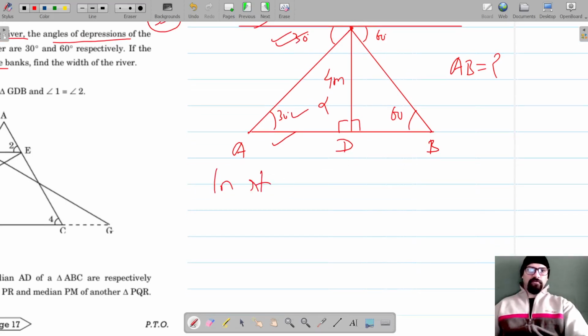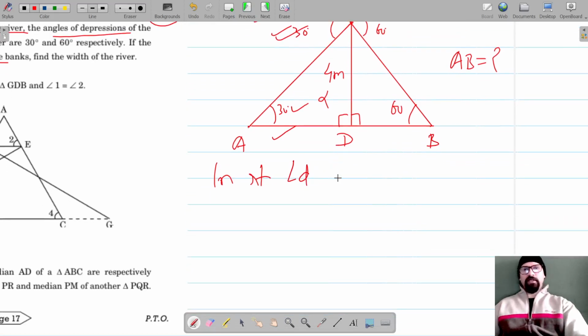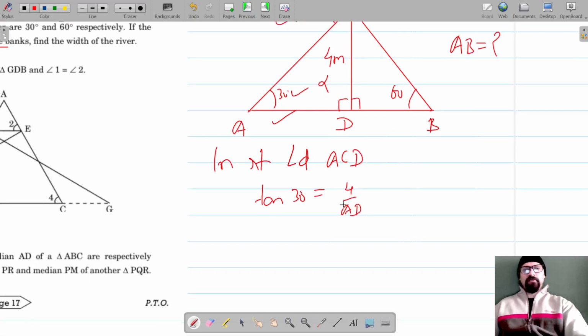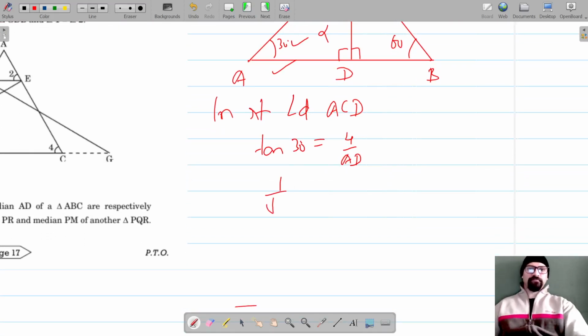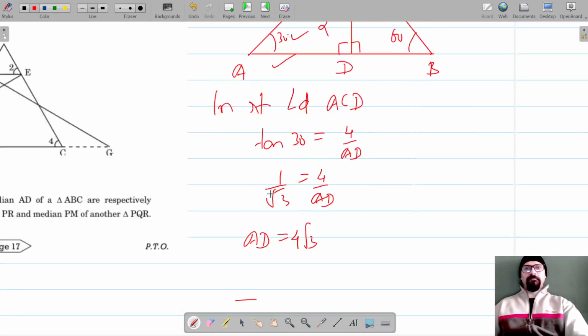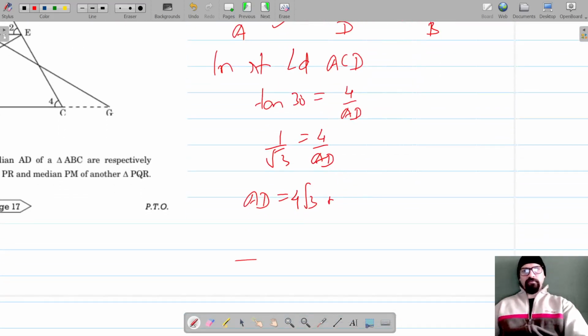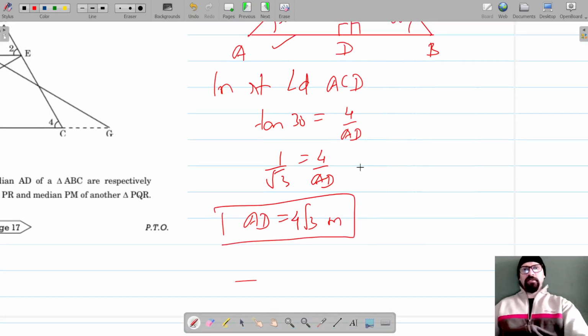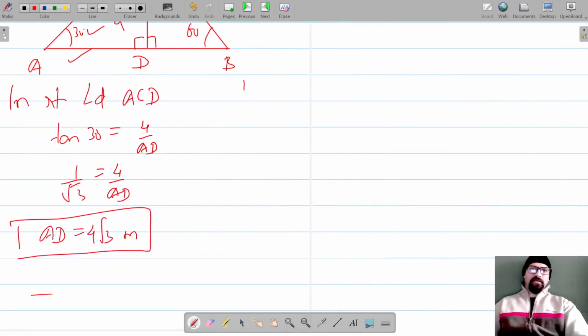So I'm going to use the tan ratio, and the first one is in right angle triangle ACD. So this is ACD, and tan 30 is equal to 4 by AD. We know that tan 30 is 1 by root 3, so 1 by root 3 equals 4 by AD, which gives me AD is equal to 4 root 3. So AD is equal to 4 root 3 meters. Let this be the first distance.